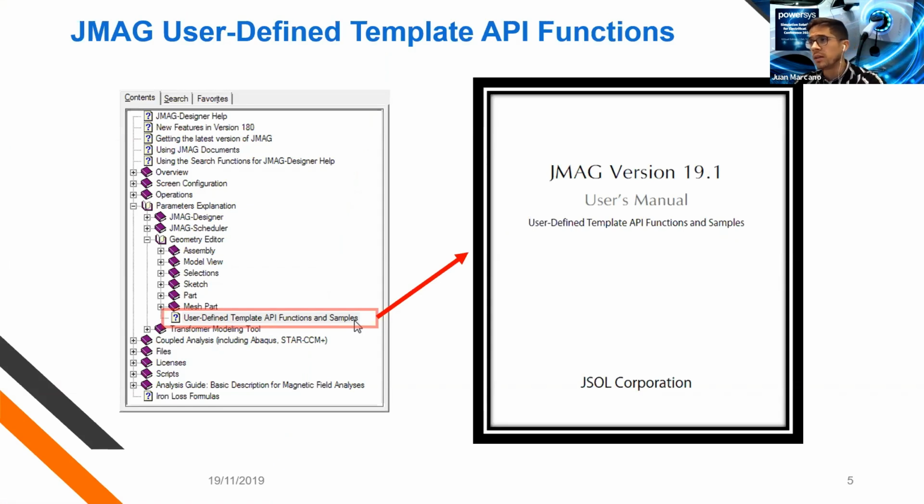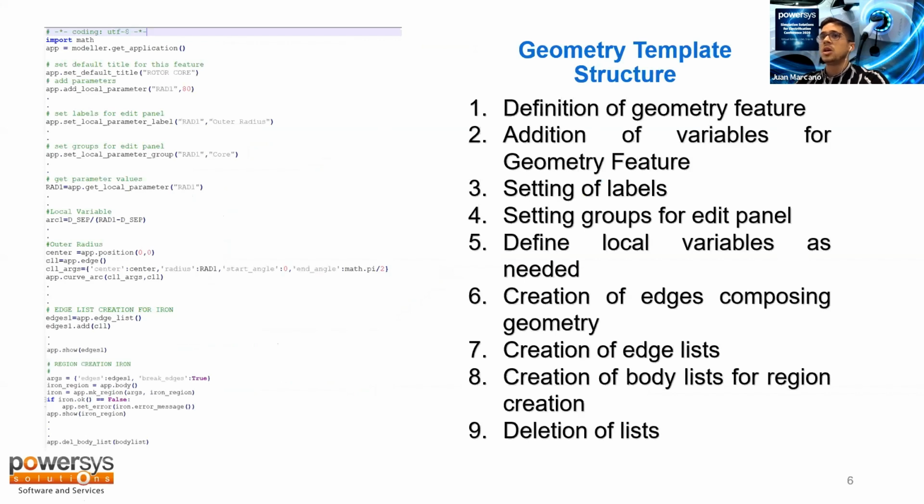This is a document that includes all the explanation on how each API function works for geometry addition and for geometry creation, such as creating lines, creating curves, creating edges, creating edge lists and bodies, and changing the colors of your design, and so on. All these functions are available in this user manual, and, as I said, easily accessible from the help desk menu from JMAG Designer. I will show you how to access them.